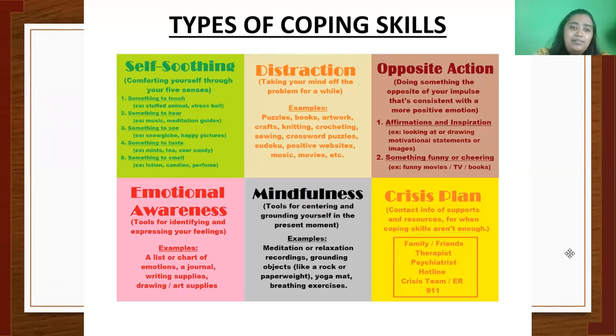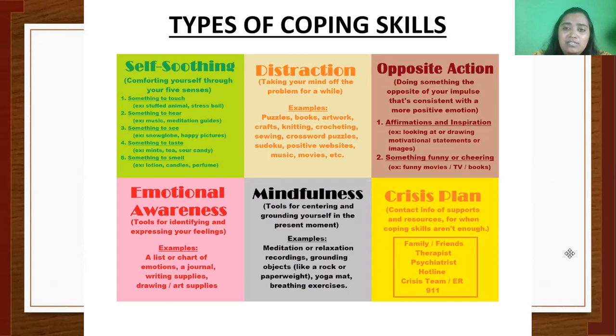Now there are several other types also. I'll just brief you about it, which is self-soothing, comforting yourself through your five senses, like touch, hearing, your vision, your taste, smell. Then distraction, taking your mind off the problem for a while. This is one way that we can cope. Like when I'm recounting these coping skills or methods or techniques, you might have been using these to cope with your own problems.